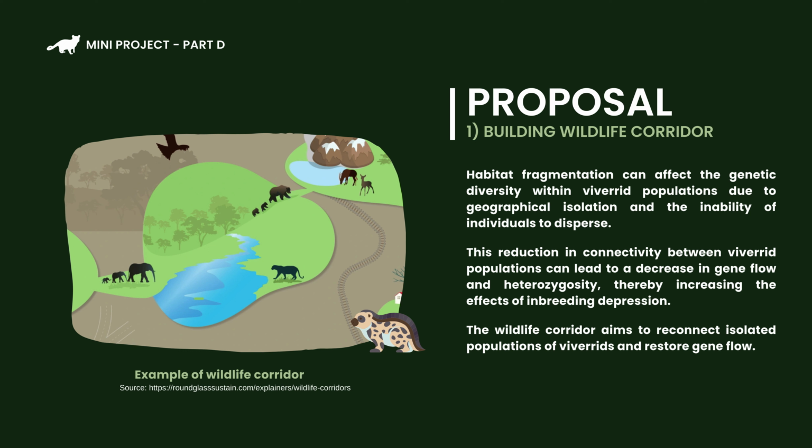Habitat fragmentation poses a significant threat to viverrid populations, restricting their ability to disperse and decreasing genetic diversity. The resulting reduced gene flow and heterozygosity heighten the risk of inbreeding depression. To address this, the construction of a wildlife corridor is proposed. These bridges and tunnels are specifically designed for animals, aimed to reduce the environmental impact of highways and reconnect isolated viverrid populations. By restoring gene flow, wildlife corridors provide a pathway for these species to move freely, mitigating the adverse effect of inbreeding depression.